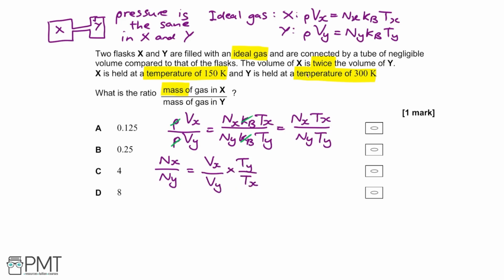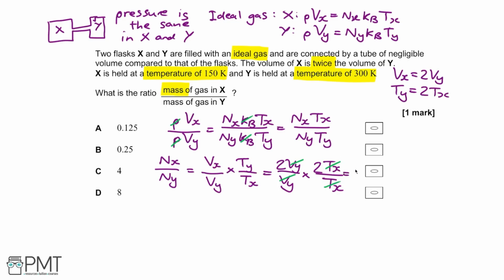From there, we can use what we're told in the question about how the temperatures and the volumes are related to each other, specifically that VX is equal to 2 times VY, and we also know that TY is equal to 2 times TX, because the temperature of X is 150 and the temperature of Y is 300. So putting those in, we have 2 VY divided by VY multiplied by 2 TX divided by TX. And then here we see that VY and TX cancel, because they're on both the top and the bottom of their respective fractions. So we see that the ratio of the number of particles in X to the number of particles in Y has to be 4.